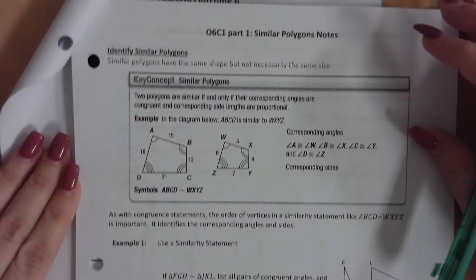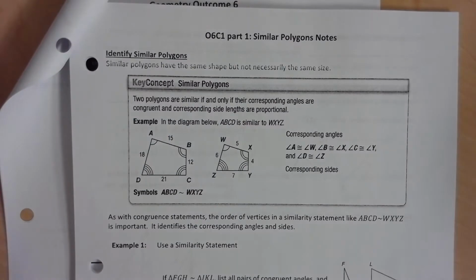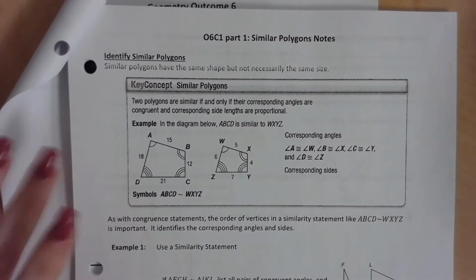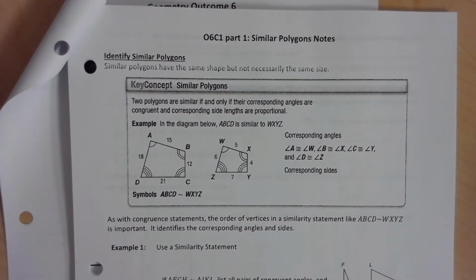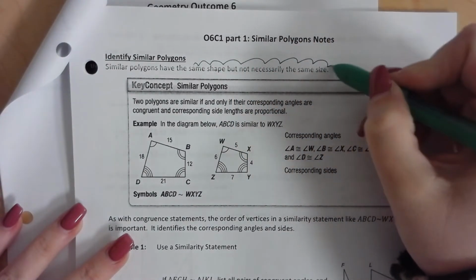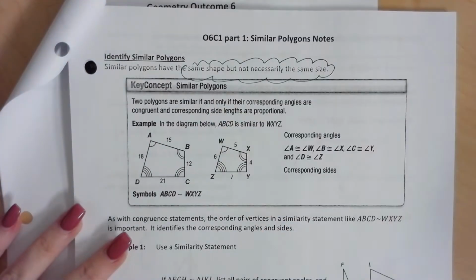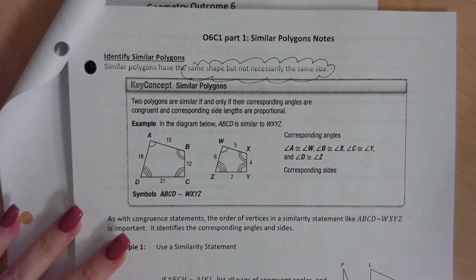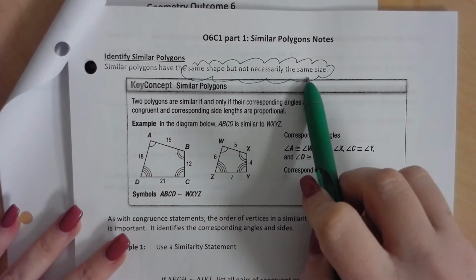All right, so today we are jumping into similarity. In the last unit we talked about congruent shapes, and remember when we're talking about congruent shapes, everything about them is the same. All of the angles are the same, all of the sides are the same. Now when we talk about similar shapes, we're no longer saying everything about them is the same. When we're talking about similar, they're the same shape, but they're not the same size. So in order for something to be similar, they're the same shape, but not the same size.